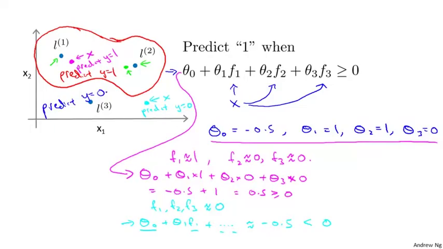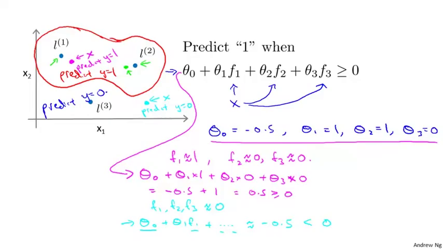And so this is how, with this definition of the landmarks and of the kernel function, we can learn a pretty complex nonlinear decision boundary like what I just drew, where we predict positive when we're close to either one of the two landmarks, and we predict negative when we're very far away from any of the landmarks.